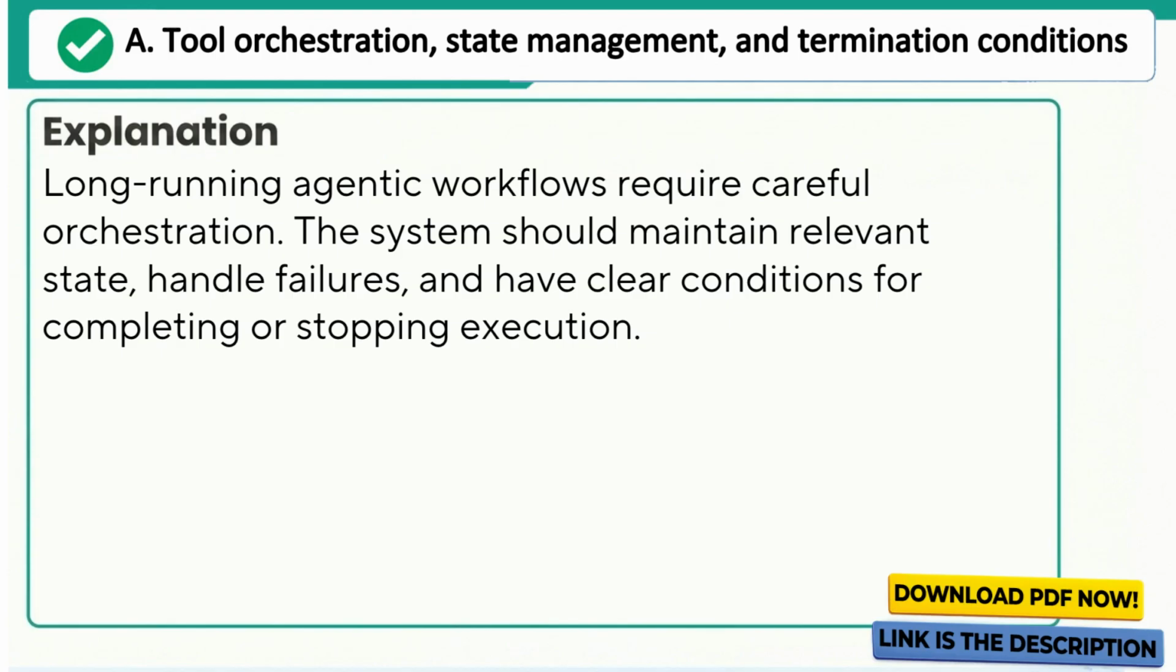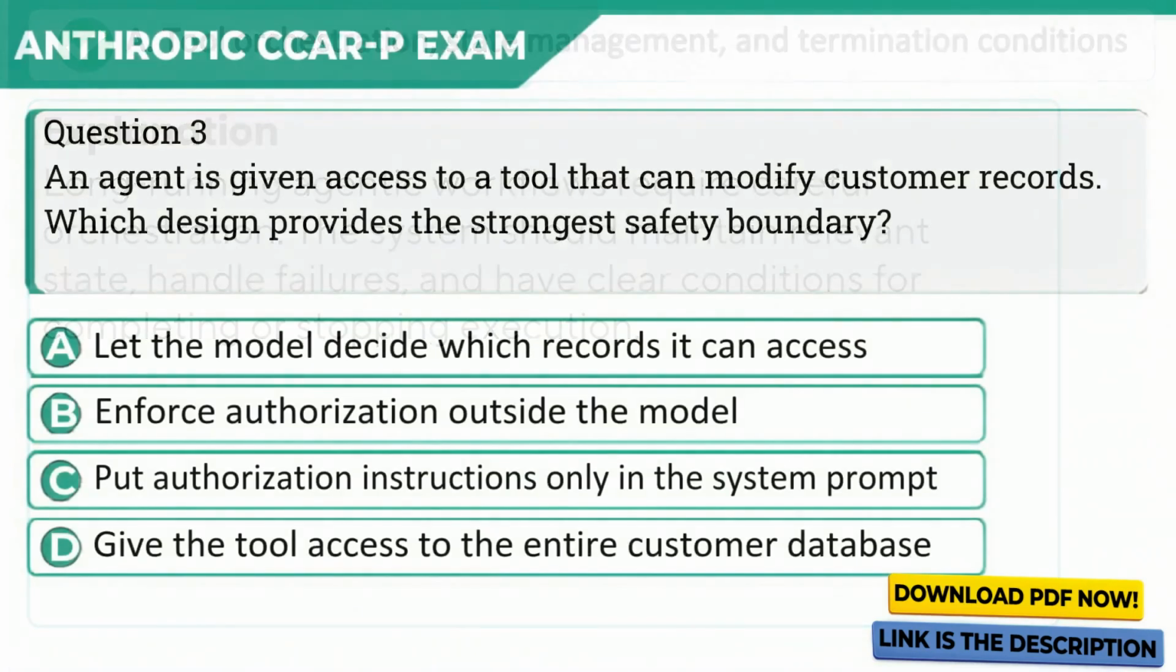Explanation: long-running agentic workflows require careful orchestration. The system should maintain relevant state, handle failures, and have clear conditions for completing or stopping execution. Question 3. An agent is given access to a tool that can modify customer records. Which design provides the strongest safety boundary? A. Let the model decide which records it can access. B. Enforce authorization outside the model.